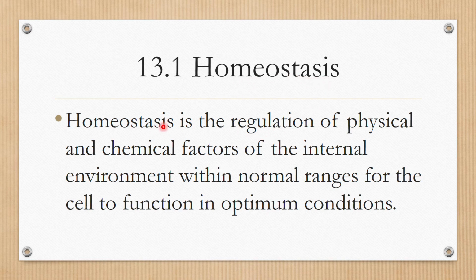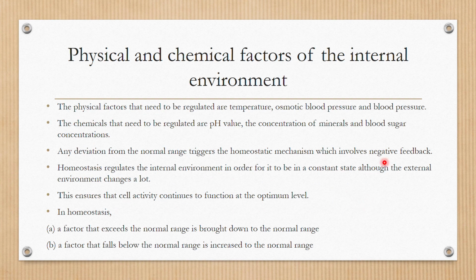So homeostasis is the regulation of physical and chemical factors of the internal environment within the normal ranges for the cell to function in optimum conditions. So what is actually physical and chemical factors, and what is actually internal environment? Okay, internal environment actually refers to the environment that is in our body. Okay, so the physical and the chemical factors.